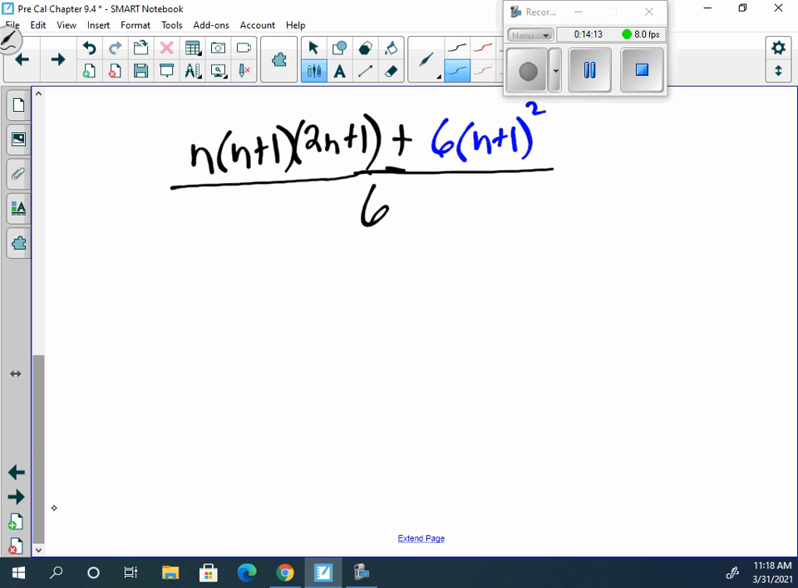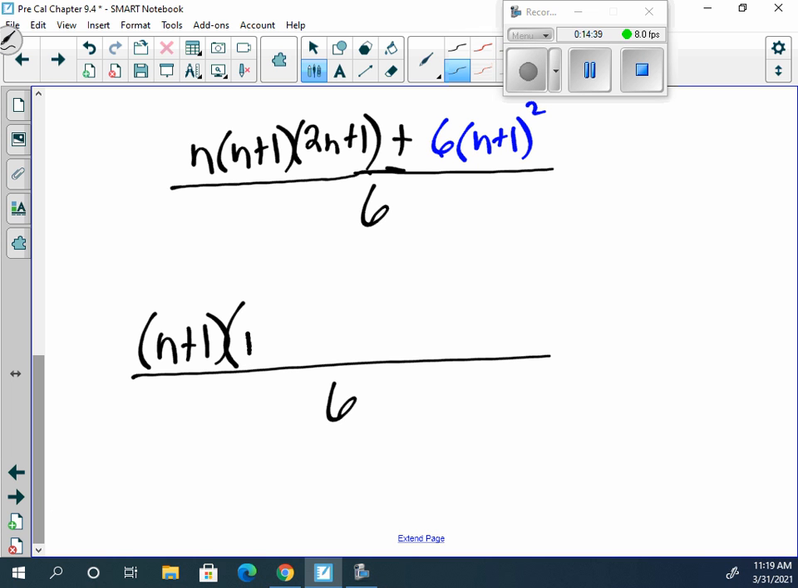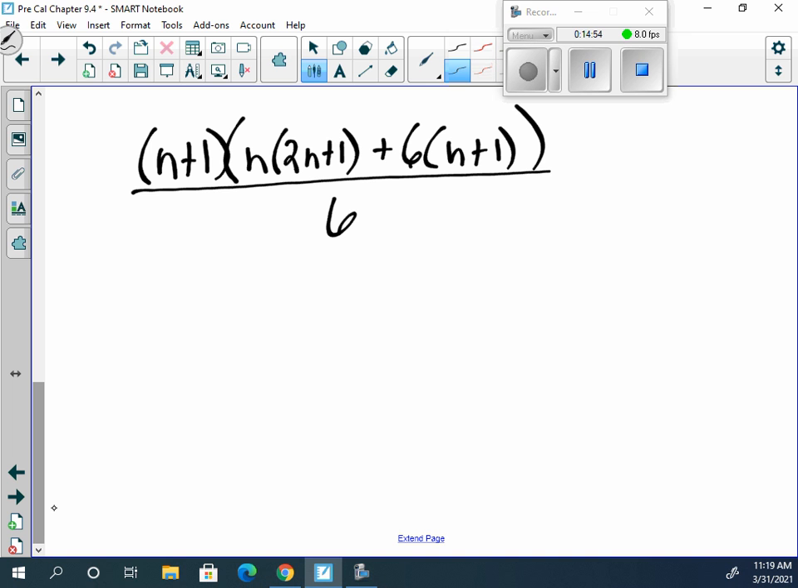I'm seeing what's the best way to do this. I don't know how the book is going to do it, because the book might have an actual easier way to look at this. I'm going to factor n plus 1 out of both terms, and it's going to make it a little bit simpler, because if I factor it out of here, I've got n times 2n plus 1. And over here I have 6 times n plus 1. So that makes it a little bit easier to work with.